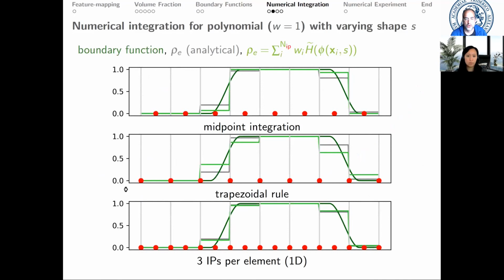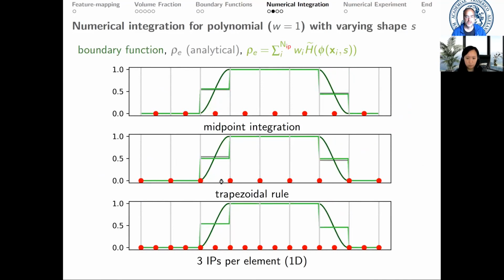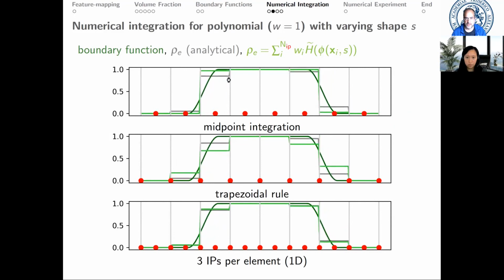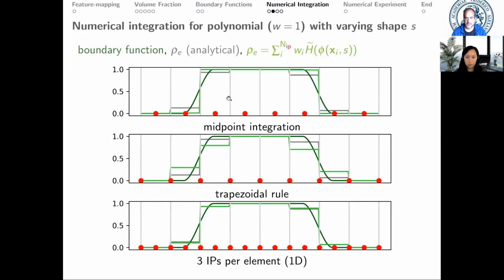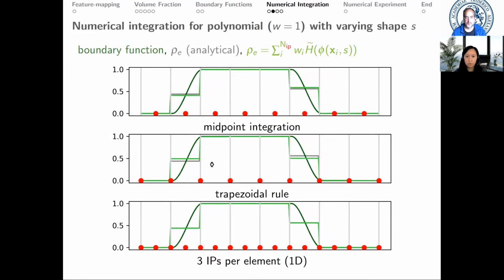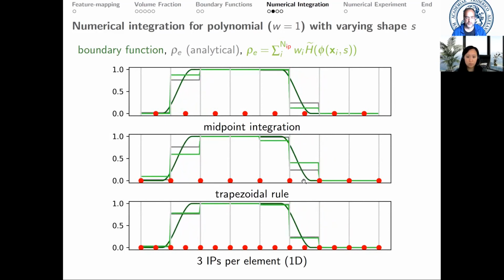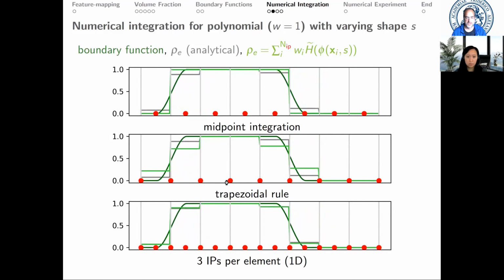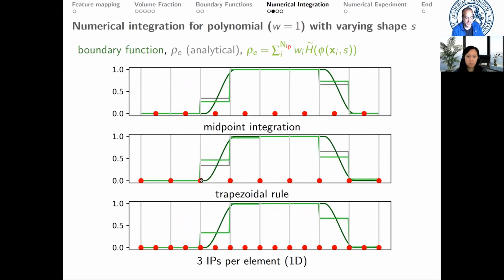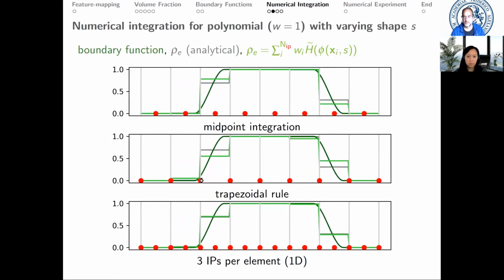Here we have a look at why the numerical integration is so strange. Dark is the boundary function, gray is an analytical integral of each element, and the light green is the weighted sum of the red integration points. And we simply see for midpoint and trapezoidal rule, when the distance of integration points is in the range of the transition zone where our function lives, that's simply much too coarse.